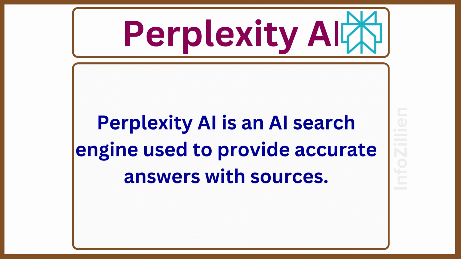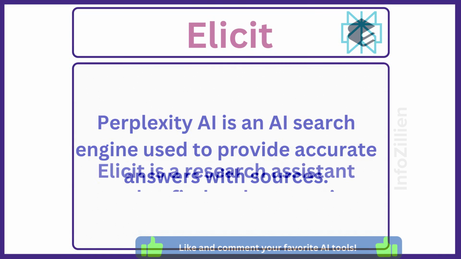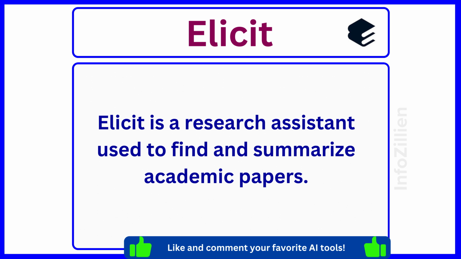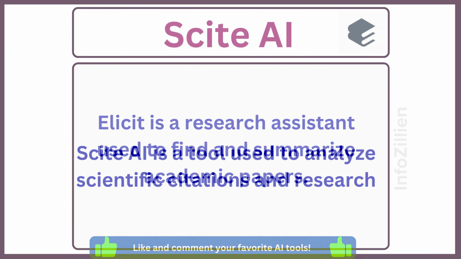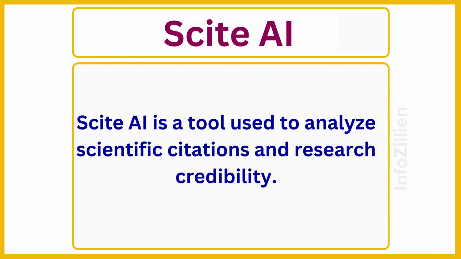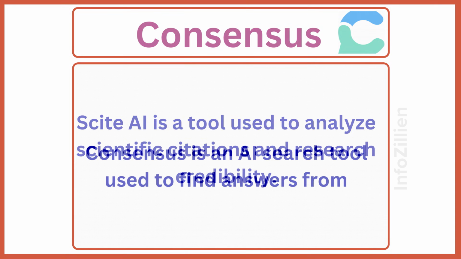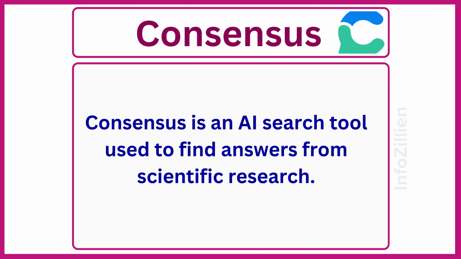Perplexity AI is an AI search engine used to provide accurate answers with sources. Elicit is a research assistant used to find and summarize academic papers. Scite AI is a tool used to analyze scientific citations and research credibility. Consensus is an AI search tool used to find answers from scientific research.